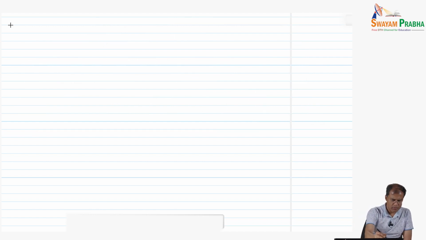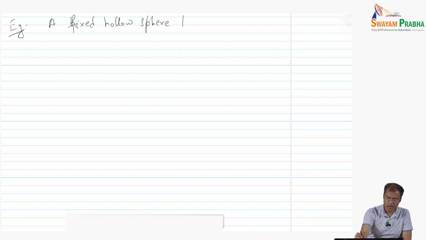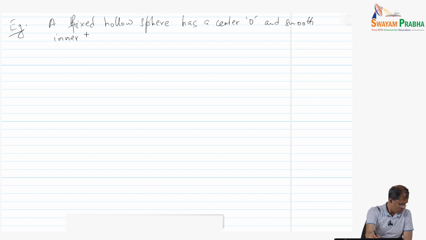So what have we got? The problem says we have a fixed hollow sphere which has a center O and a smooth inner surface of radius b.